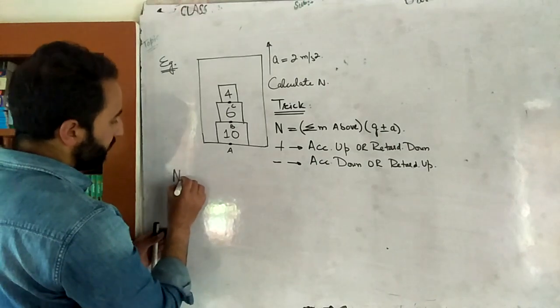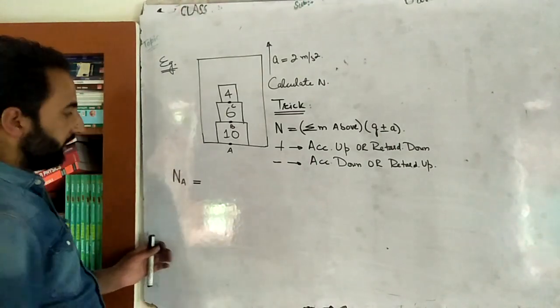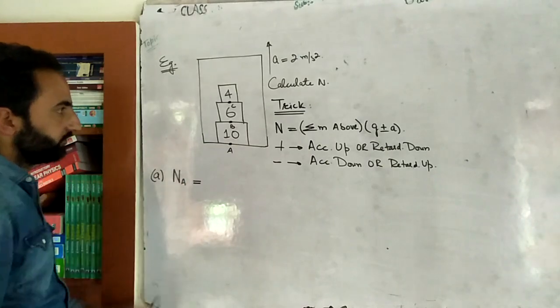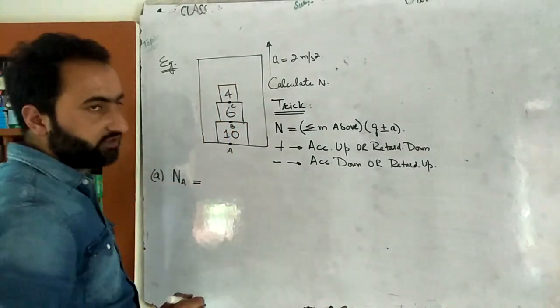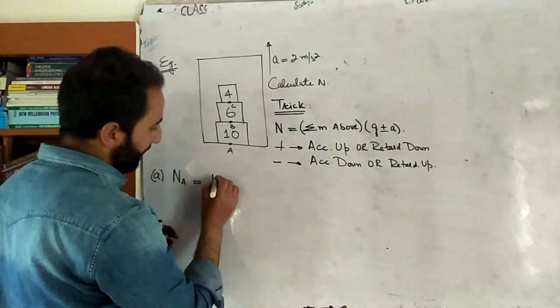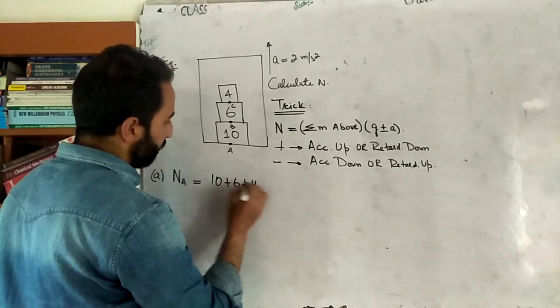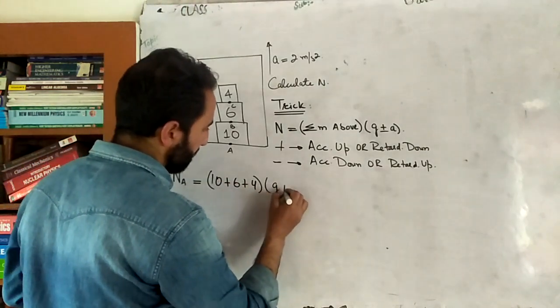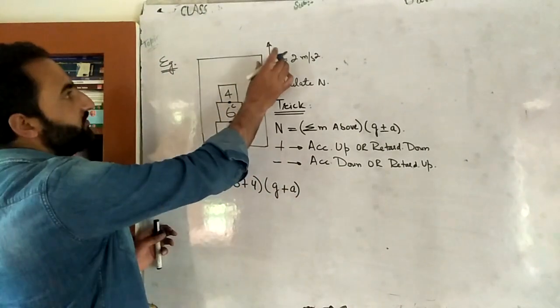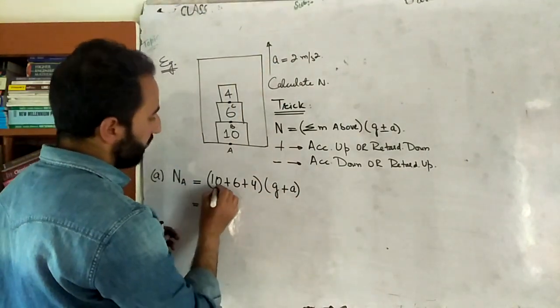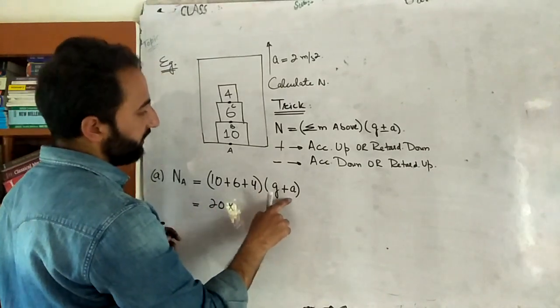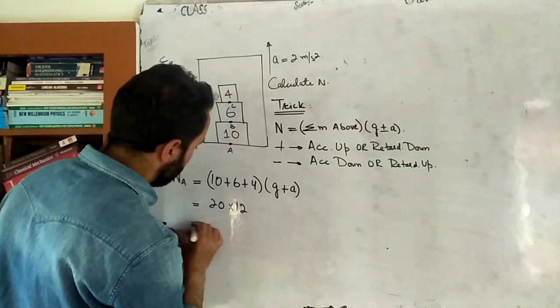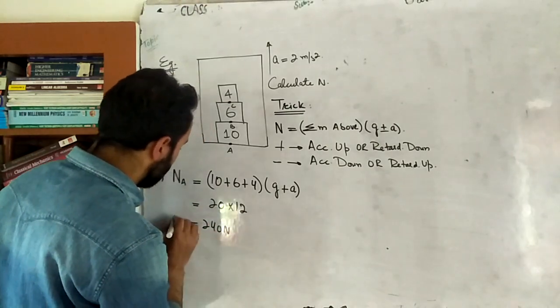So let's first of all calculate the normal reaction at the point A. First of all, we have to find what are the masses above, that is 10, 6, 4. All three masses are above the point A. So I will write here (10 plus 6 plus 4) multiplied by (g plus a), plus because it's accelerating upwards. That's equal to 20, multiplied by g is 10, a is 2, so that's 12. So it will be equal to 240 Newton. So this is the normal reaction at the point A.